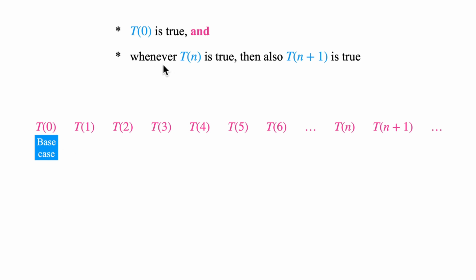Then the second one tells me that whenever t of n is true, then also t of the next one is true. But the first one tells me that t of 0 is true. So I read here, if t of 0 is true, then t of 1 is also true. But now read this statement again with n equal to 1.